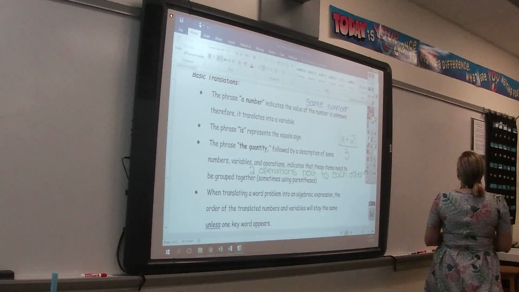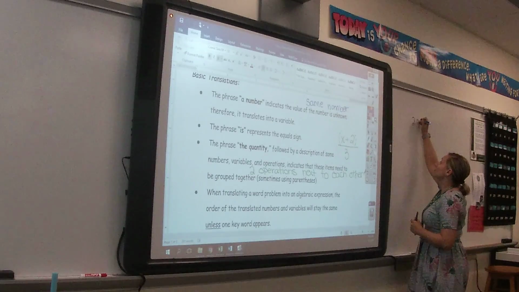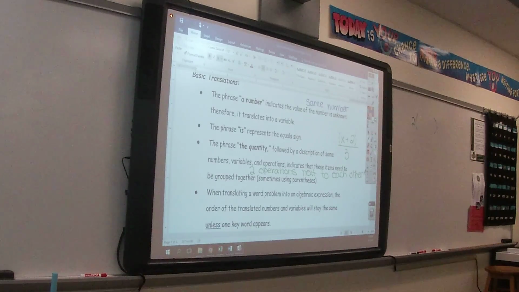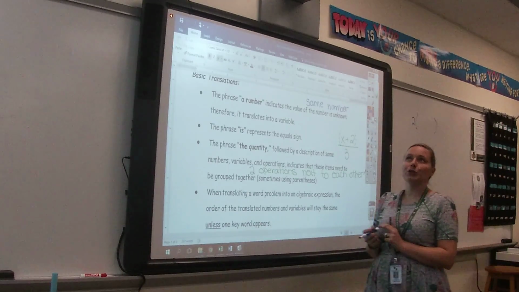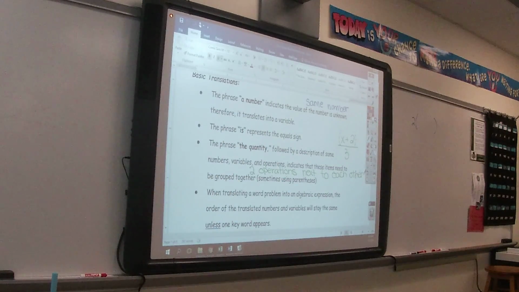Say something like 2 times the quantity, right? 2 times the quantity is telling me to put parentheses. But if I also read something that says 2 times the sum, right? I read times and sum right next to each other. 2 operations next to each other are telling us that something needs to be grouped.